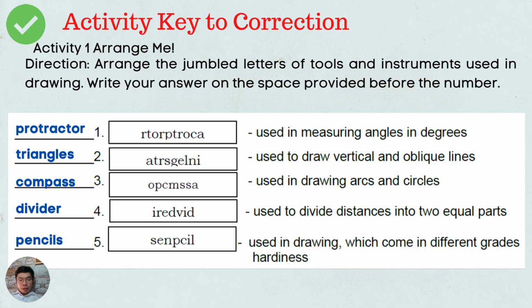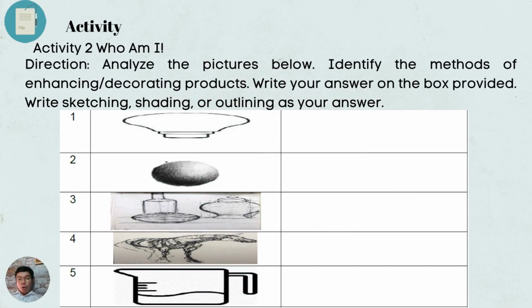So the next activity is activity 2. Who Am I? Direction: Analyze the picture below. Identify the methods of enhancing or decorating products. Write your answer on the box provided. So what are you going to write? It can be sketching, shading, or outlining as your answer. So please take a good look at the picture.